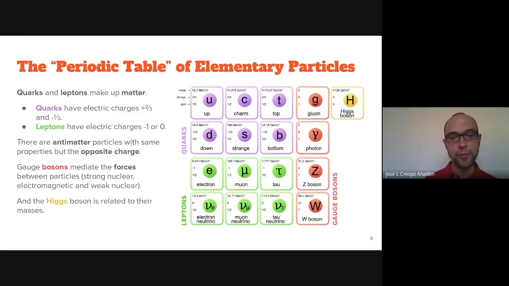We also have bosons that you can see here in red, which are particles that mediate the forces. For example, the gluon is the mediator of the strong nuclear force. We have also the photon, which is very famous, which is the mediator of the electromagnetic force. And we also have the W and Z bosons, which are the mediators of a force that we call weak nuclear. And you may have heard about the Higgs boson, which is related to how those particles get their masses.